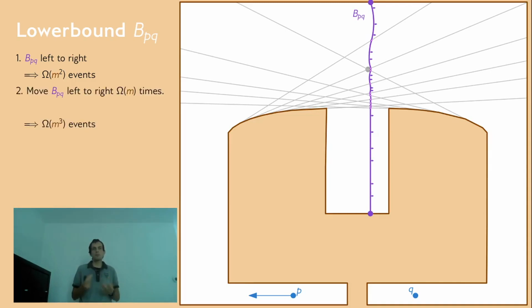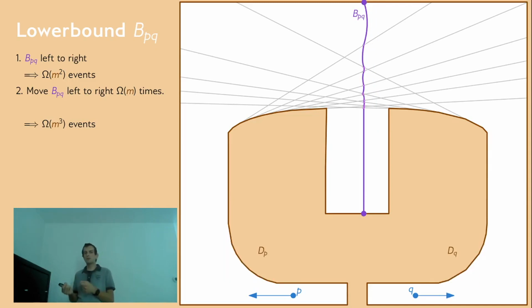To get m cubed, we're going to make this bisector sweep back and forth over this grid a linear number of times, giving m cubed events in total. How do we do that? Well, we also make Q move, and we add these two convex chains, DP and DQ, at the bottom. The main idea is that in the default state, where the shortest path from P towards the top and the shortest path from Q towards the top have a fixed structure, P is very slowly pushing this bisector to the right.